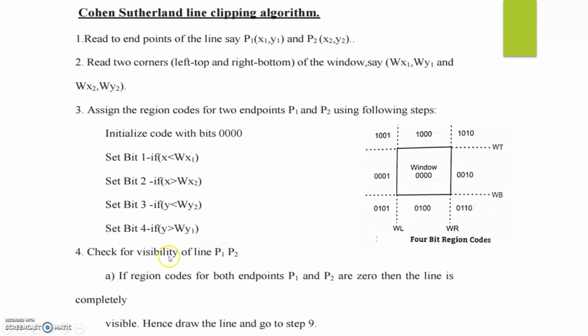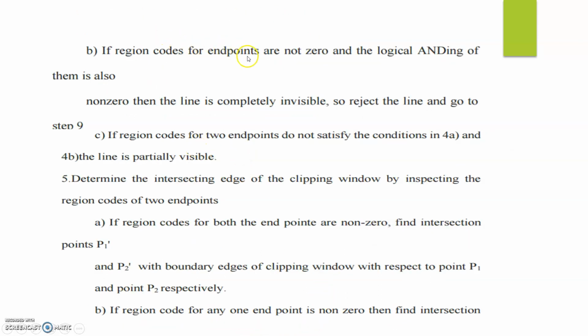The fourth step is to check the visibility of the line P1 P2. How to find the visibility? If region codes for both endpoints P1 and P2 are 0, then the line is completely visible. You can see this line is completely visible. Hence, draw the line and go to step 9. If region codes for the endpoints are not 0 and the logical AND of them is also non-zero, then the line is completely invisible. So reject the line and go to step 9.